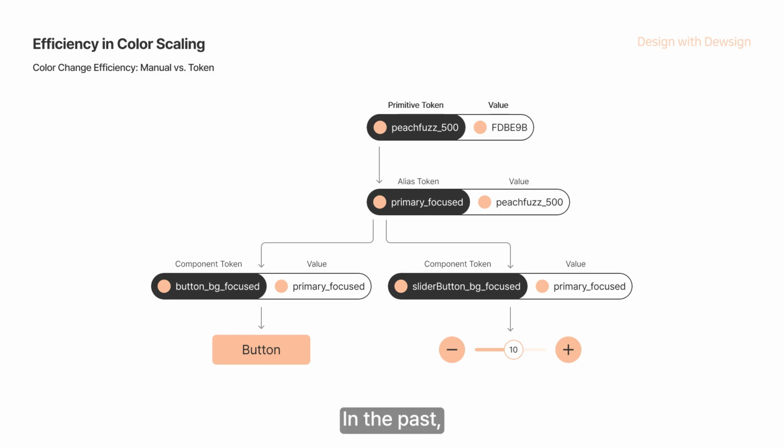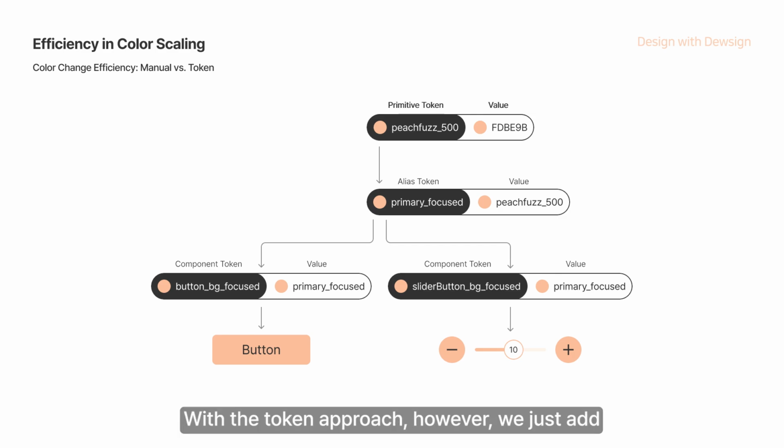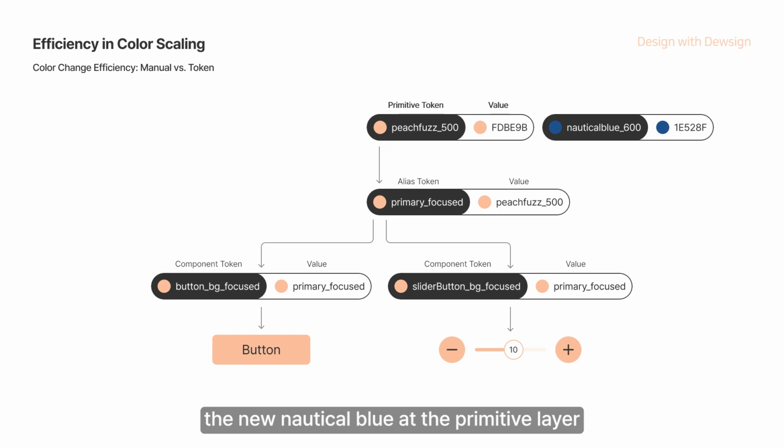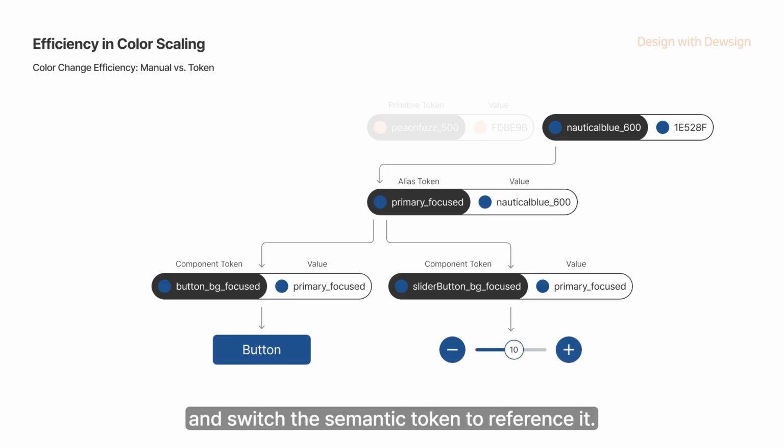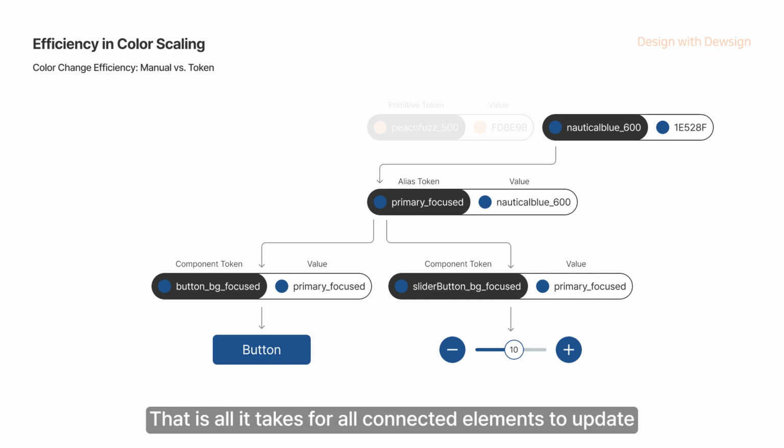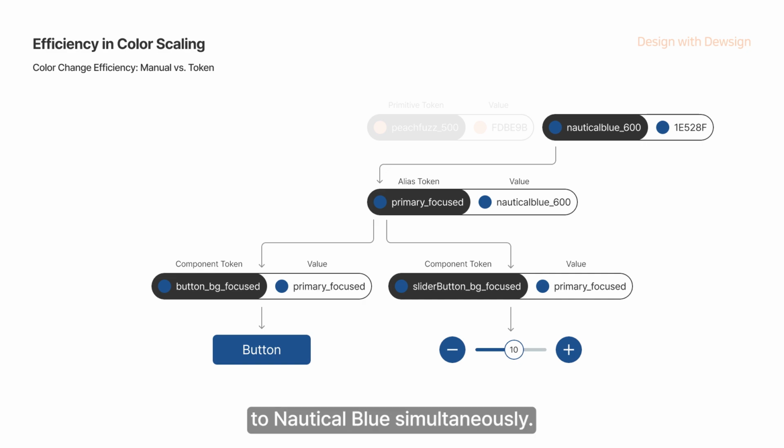In the past, we had to manually update the colors of hundreds of buttons one by one. With the token approach, however, we just add the new nautical blue at the primitive layer and switch the semantic token to reference it. That is all it takes for all connected elements to update to nautical blue simultaneously.